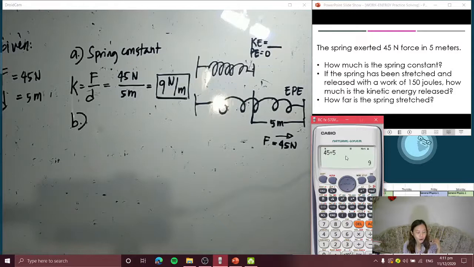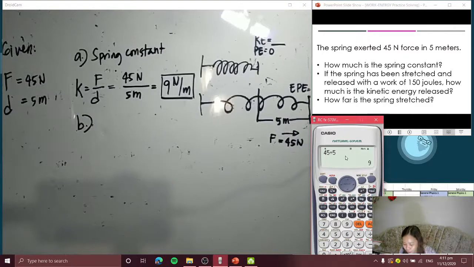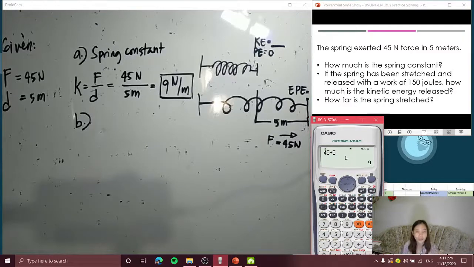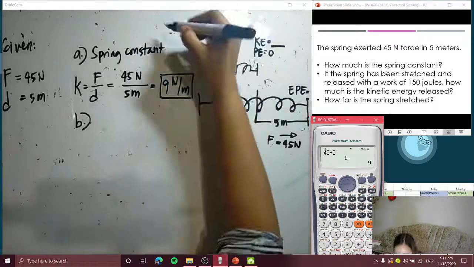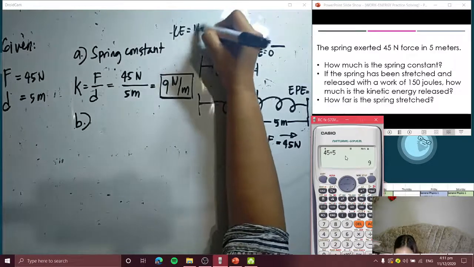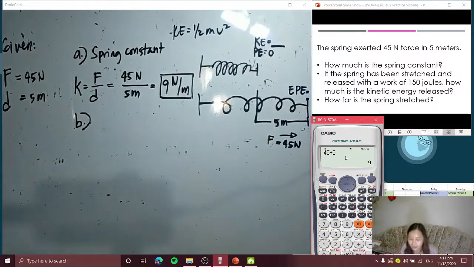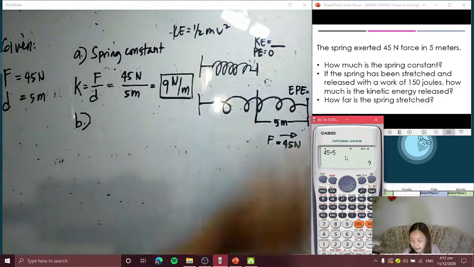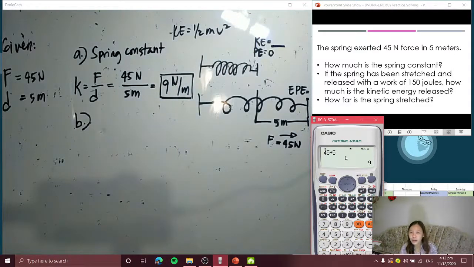So, wala pa kita kabalo kung pila ang iya nga value sang pag-stretch sa iya. But then sa problem ginapamangkot, pila ang iya nga kinetic energy pag-release. So in looking for the kinetic energy, we need to use our equation 1/2 mv squared. But then, we cannot see the values of the mass and the velocity here.